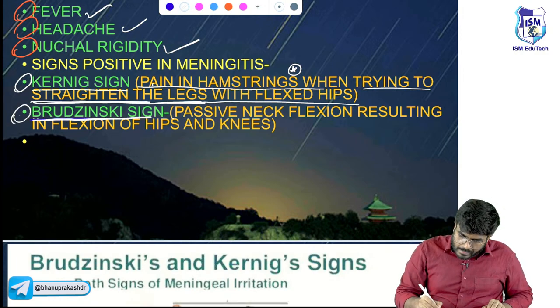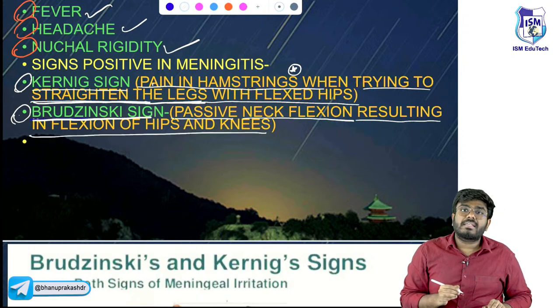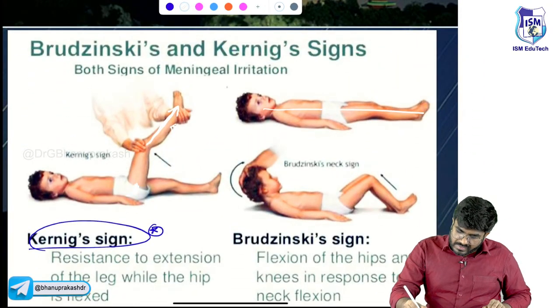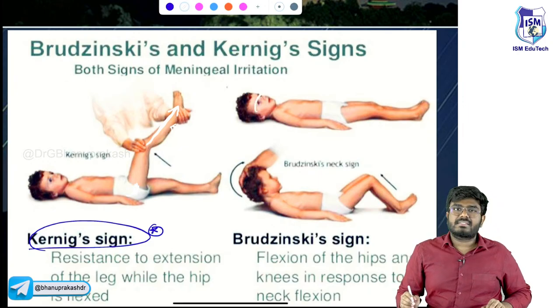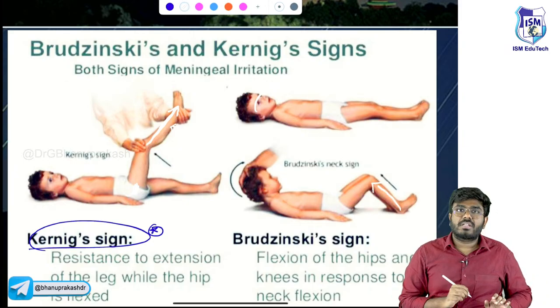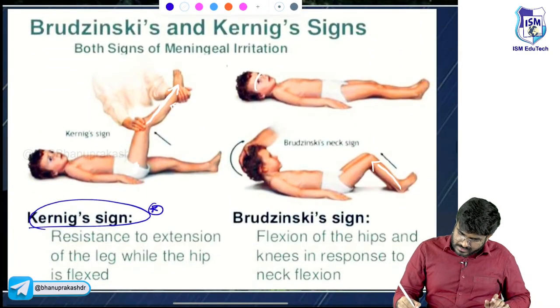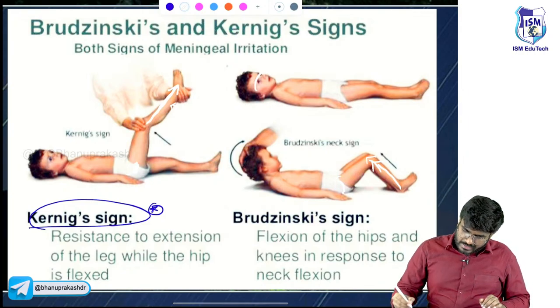Brzezinski sign is whenever you see passive neck flexion resulting in flexion of the hips and knees. Now the patient is lying down like this. When you try to flex his neck, automatically there is flexion in his hips and knees. The hips are flexing and the knees are also flexing. This sign is called the Brzezinski sign.